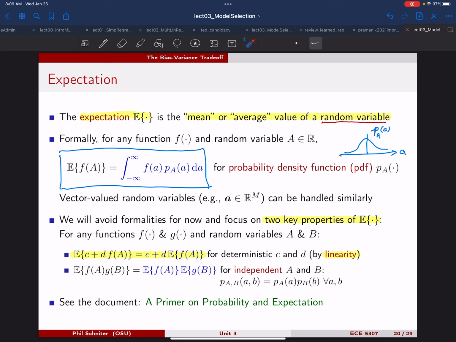Okay, next property. What if I have the expected value of a product, some function f times a, and another function g times b? So the question is whether I can split this into the expectation of f(a) times the expectation of g(b). Does this expectation split? And the answer is it does, but only if these random variables A and B are what we call statistically independent. So for independent random variables, we can split the expectation, otherwise we cannot.